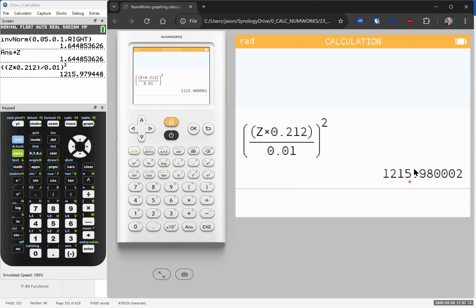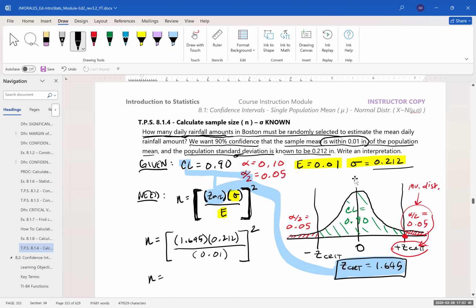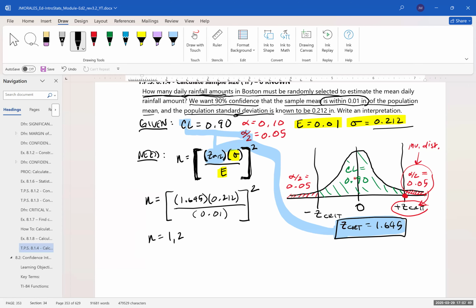This one is kind of rounding, which is interesting. So I'm getting pretty close, but slightly different answers. But anyway, let's see here. So we've got 1,215.98. So we get 1,215.98. And the rule is we always want to round up. So we're going to get 1,216.